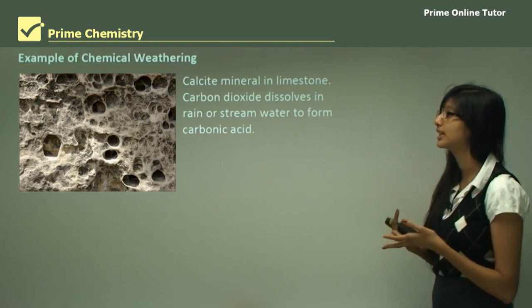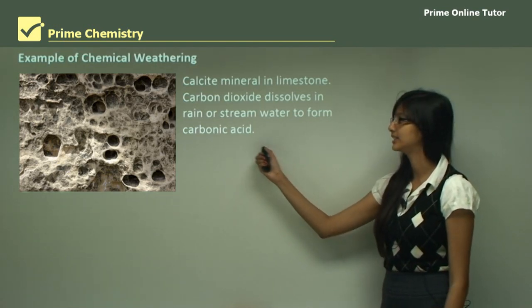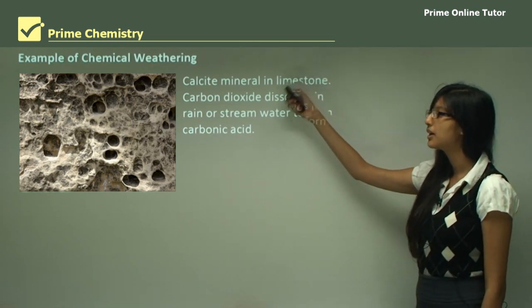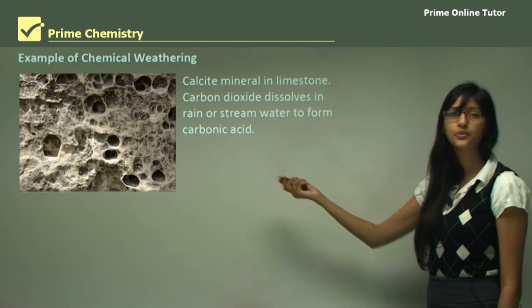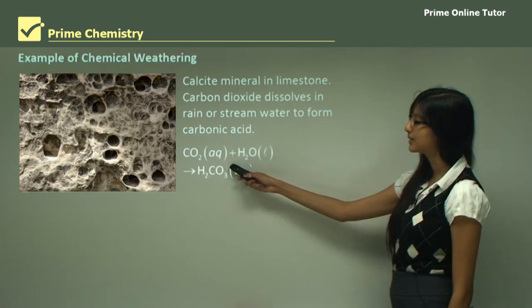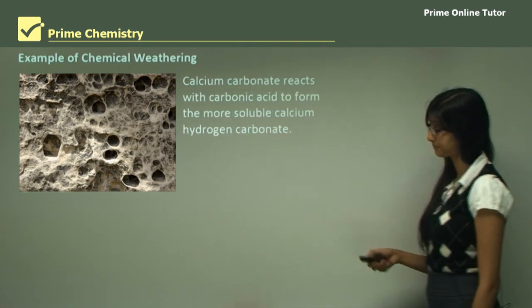Carbon dioxide dissolves in the rainwater or stream water to form carbonic acid. It forms a carbonic acid, and that dissolves the limestone, forming limestone caves, for example. So let's look at the reaction. Carbon dioxide plus water forms carbonic acid.